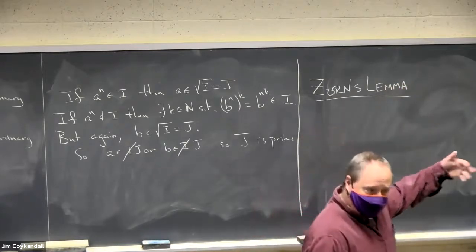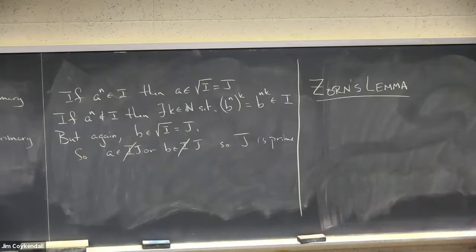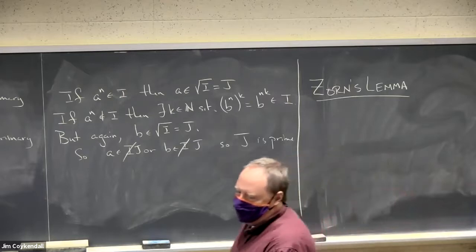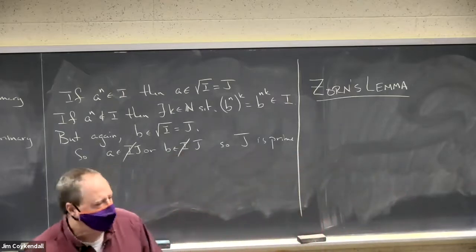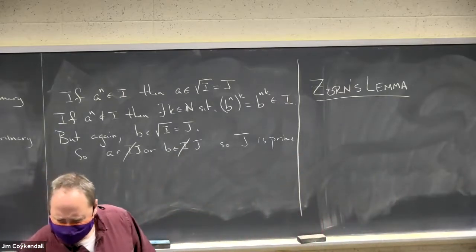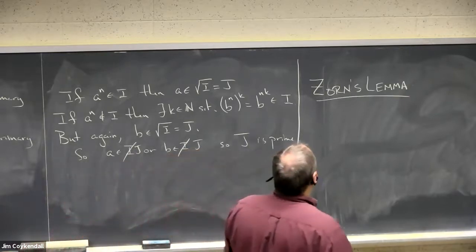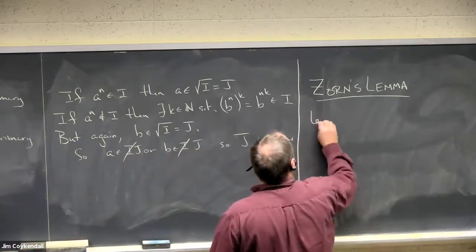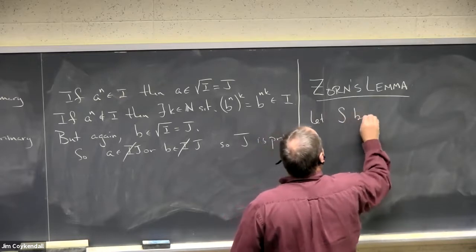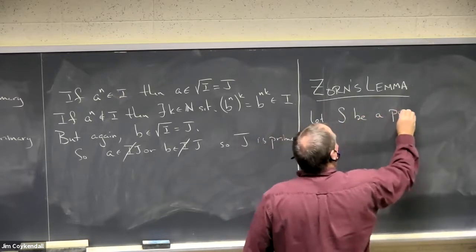So here is, how many of you have heard of Zorn's Lemma? Maybe you don't remember what it is, but maybe you've heard of it. Zorn's Lemma is the consequence of the axiom of choice that we need. It's really useful in commutative algebra. So let me make a statement of that instead of the axiom of choice. Let S be a partially ordered set.